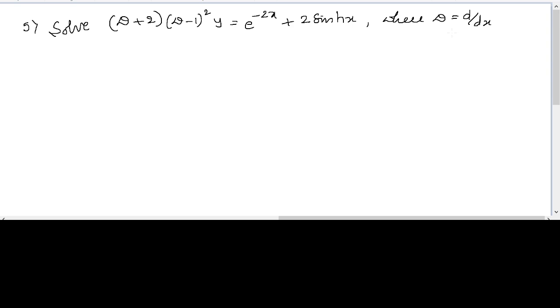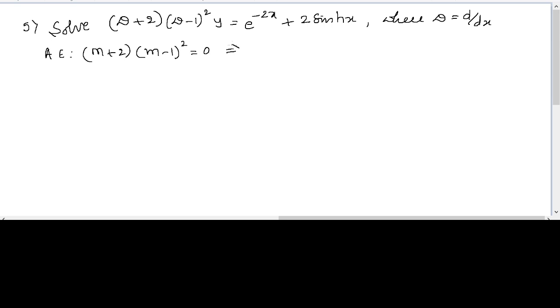Okay, so now for getting the solution of this, as usual, we need to find out two components. What are the two components? Complementary function and particular integral. So for finding complementary function, we need the auxiliary equation. What is that auxiliary equation? That is (m plus 2) into (m minus 1) whole square equal to 0.